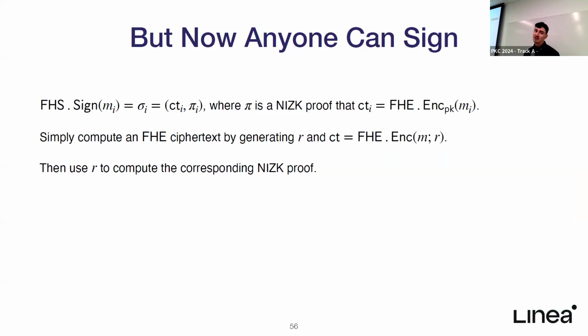But the problem is that now anyone can sign, because you can just pick your ciphertext, you generated it yourself, you know its randomness, you have the witness, and you can compute an NISIC proof. So that's bad. The signature is not secure.